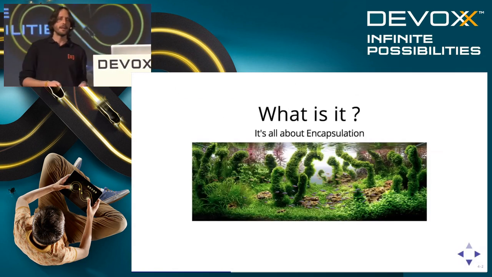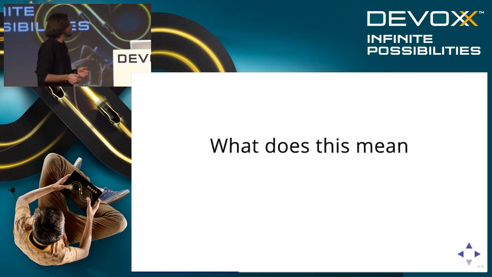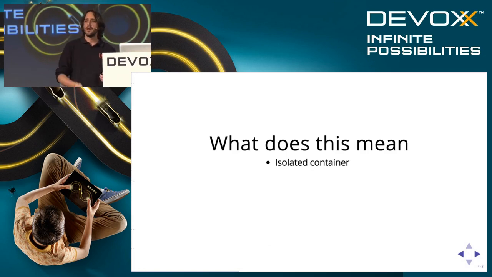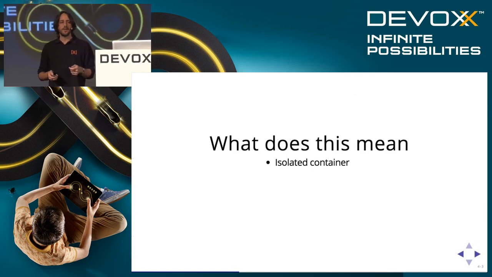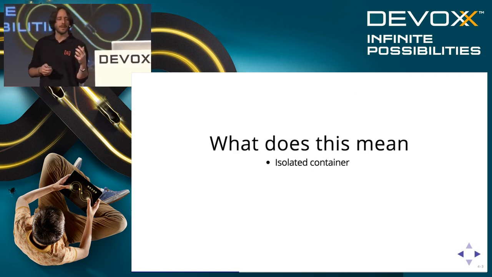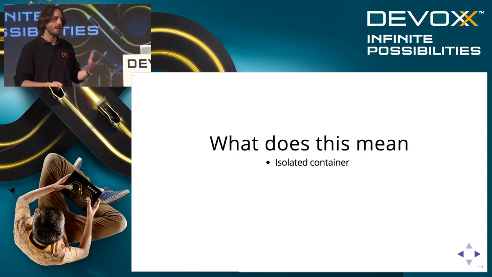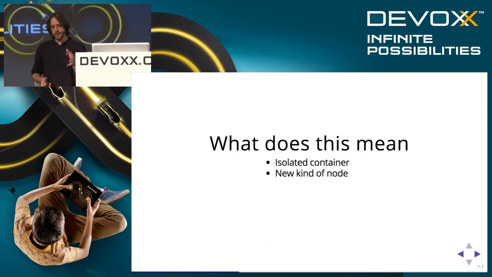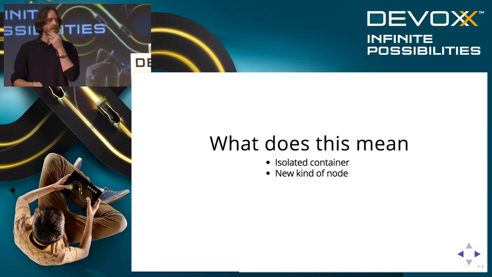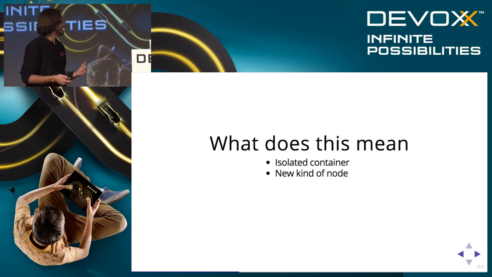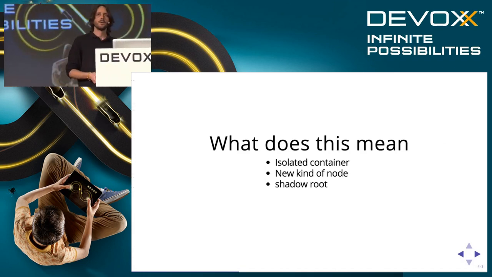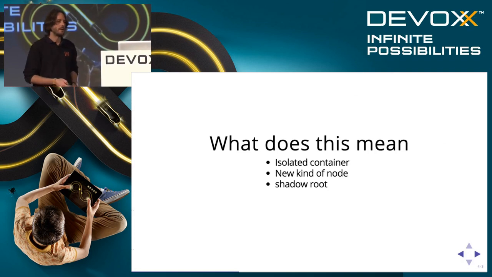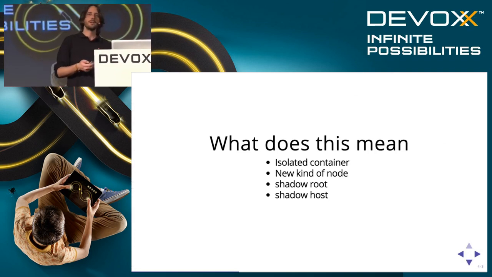So what is Shadow DOM? In fact, it's just about encapsulation. The idea is to create an isolated container, and inside this container, you will be able to put the HTML you want, the style you want, and you are pretty sure that it is not going to be seen by the page. It will stay and work only in your element. So when we play with this new specification, we have new nodes that appear in our DOM. The first one is a shadow root. This shadow root will be the element that is the base of your container, and the shadow host will be the element that is hosting this container.